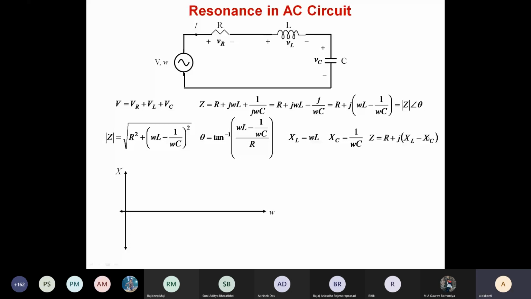So you see here how we have defined XC. We have defined XC as 1 by omega C. So inside the bracket it is XL minus XC.